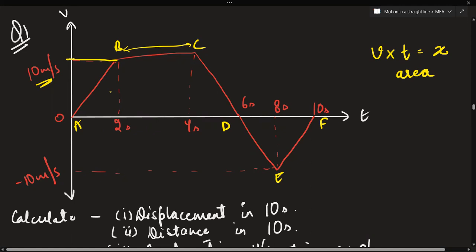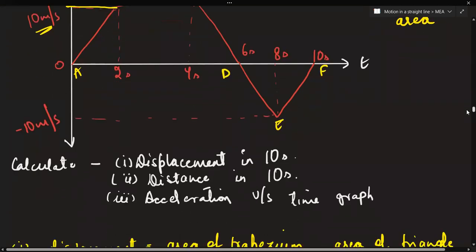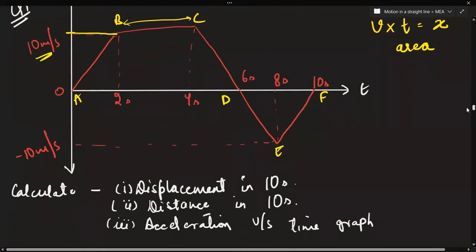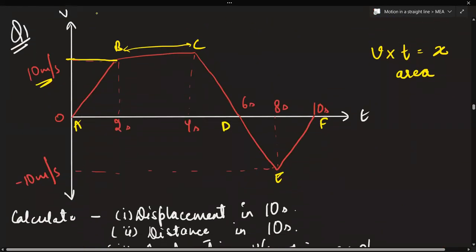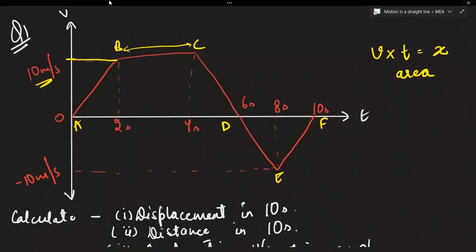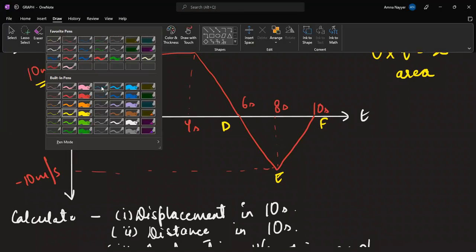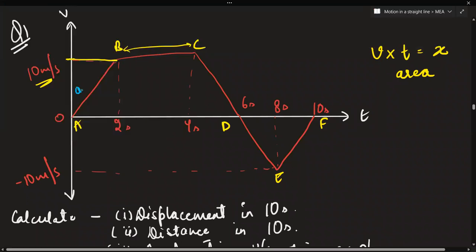Slope means velocity divided by time. So velocity is 10, time is 2. So acceleration for the first part will be 5. Why? 10 divided by 2. Fine. Now see, here the slope is constant. Slope is constant means acceleration is 0.